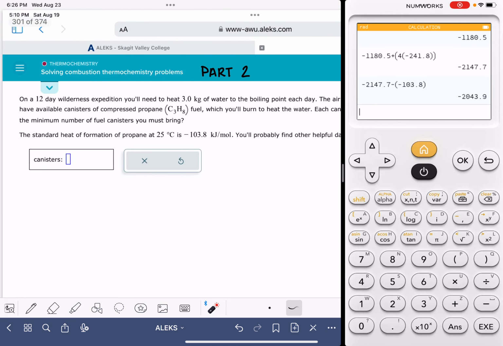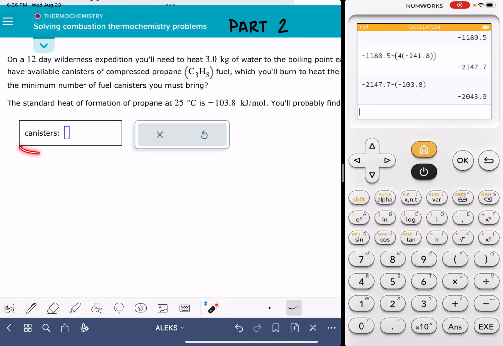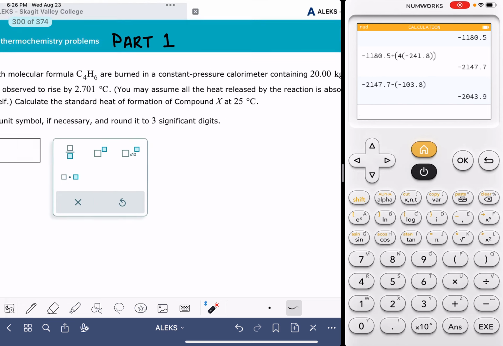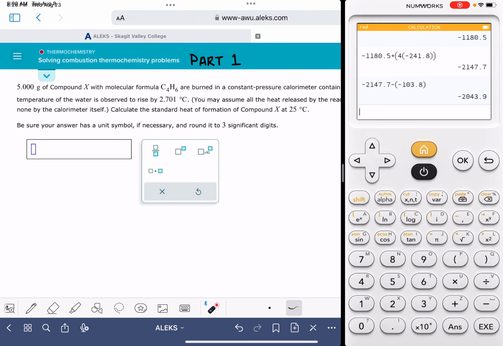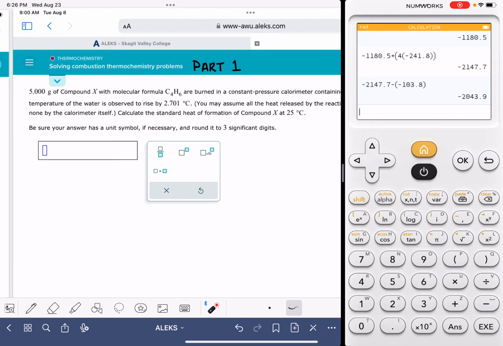However, if you are working on the version of the problem that's asking you to calculate the number of canisters needed for a wilderness expedition, then look for my video called Solving Combustion Thermochemistry Problems Part 2. And if you are working on the version where you burn something in a constant pressure calorimeter, that tutorial is under Solving Combustion Thermochemistry Problems Part 1.